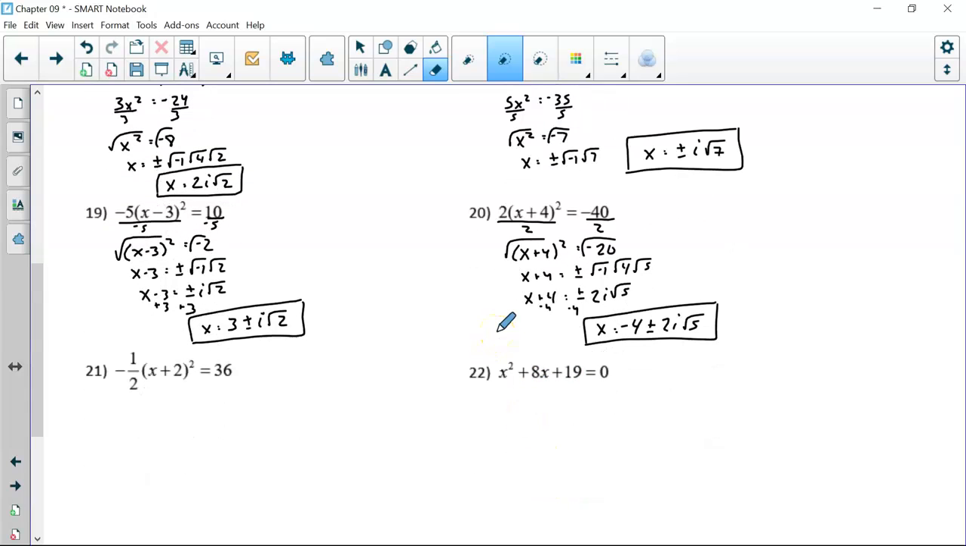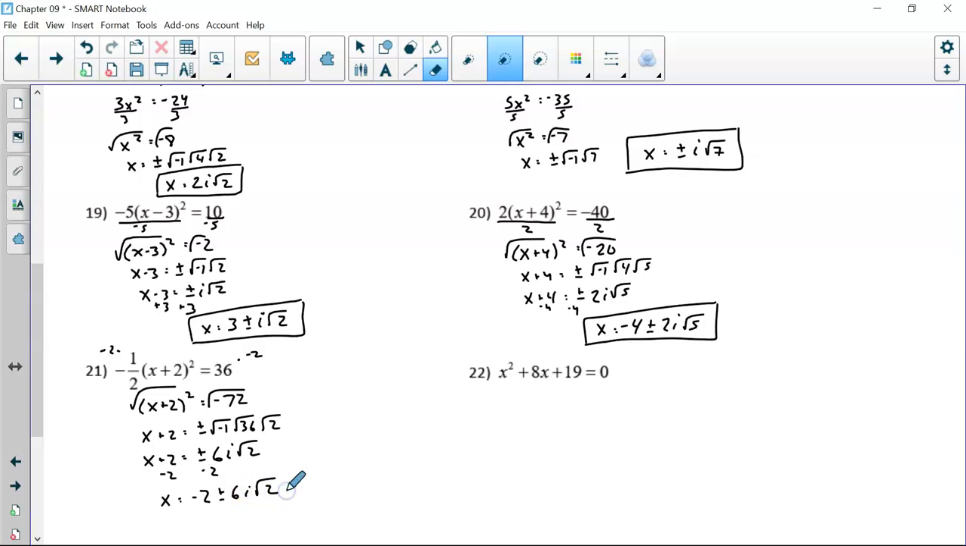Continuing on, to get rid of the negative 1/2, I'm going to multiply both sides by negative 2. So I get the quantity of x plus 2 squared equals negative 72. Take the square root of both sides. x plus 2 equals, plus or minus, square root of negative 1, the square root of 36, and the square root of 2. So it's plus or minus, square root of 36 is 6, i, and then root 2. Subtract 2 from both sides. x equals negative 2 plus or minus 6i root 2.